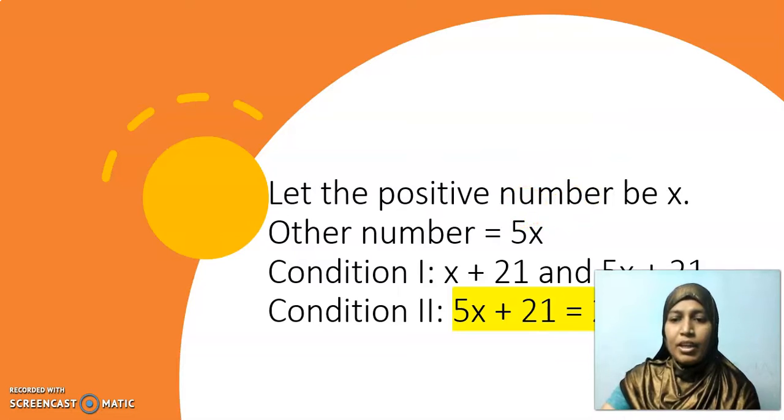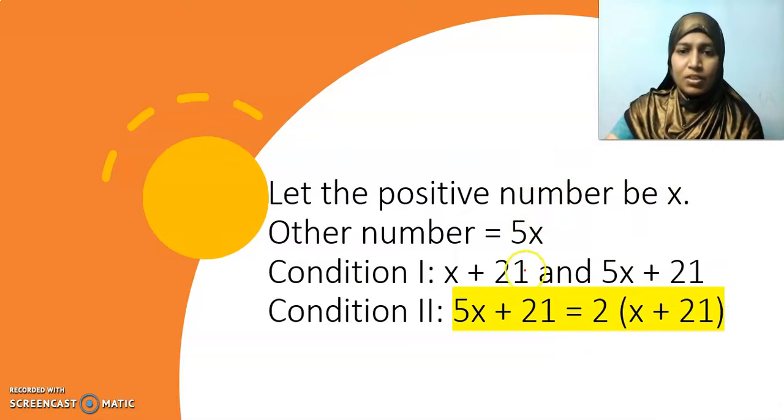Now let's see here. Let the number be x. The other number is 5x. The first condition is adding 21 to both the numbers, so I added 21 to both the numbers. And the second condition they said is that one number is twice the other.